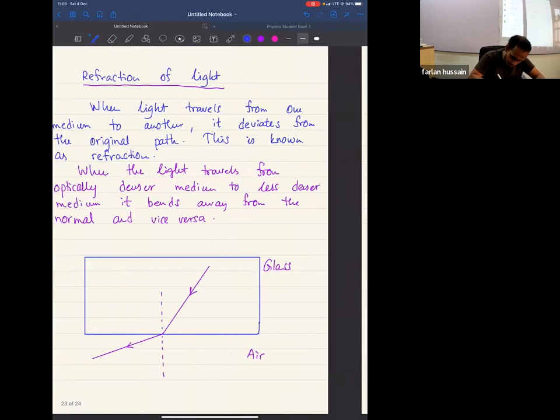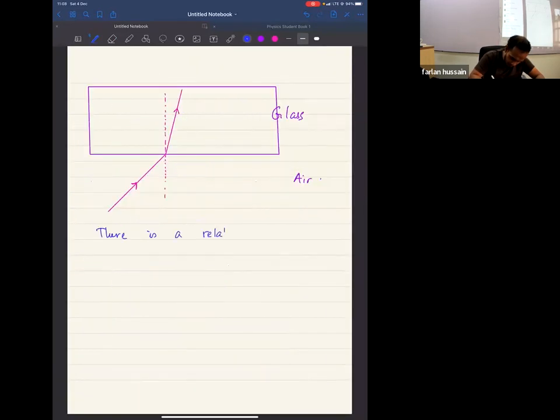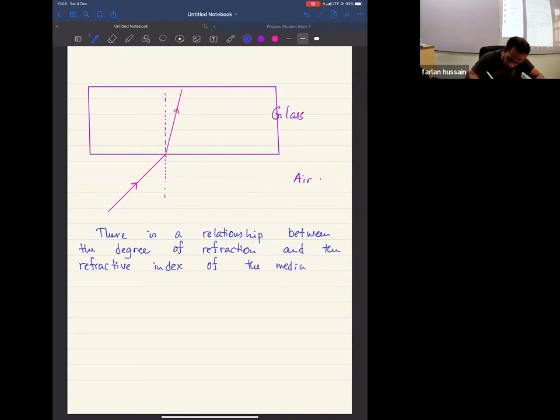There is a relationship between the degree of refraction and the refractive index of the media involved.